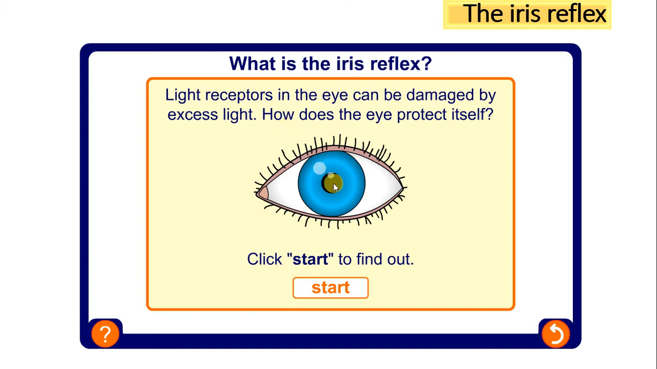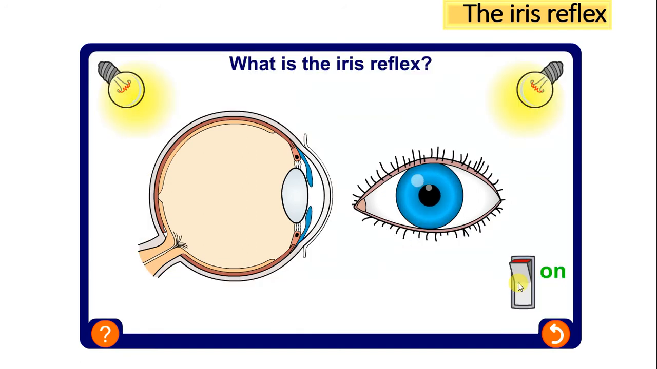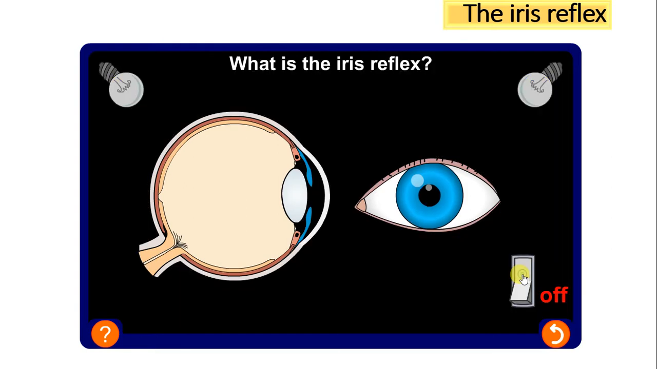Now this is the pupil, which is the dark black spot inside. Light receptors in the eye can be damaged by excess light. So how does the eye protect itself? First, you see, when the light is off, the pupil is larger. But when the light is on, the pupil becomes smaller.